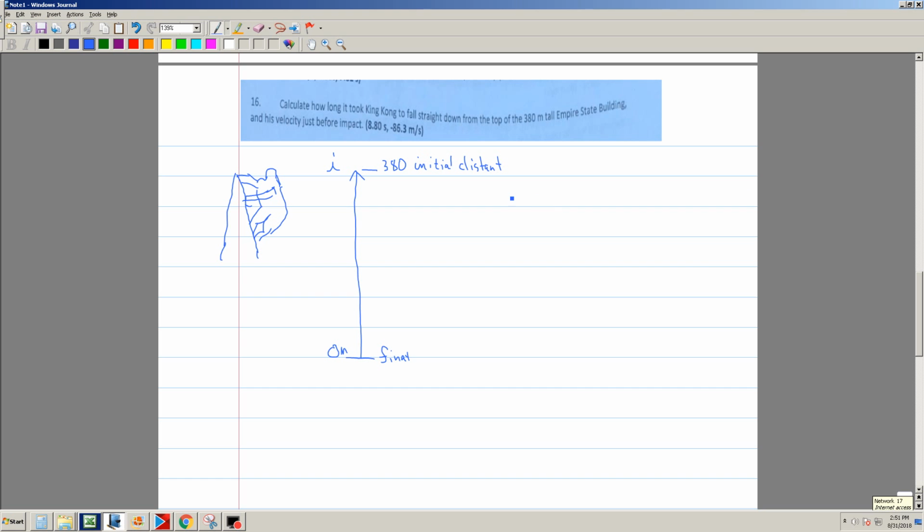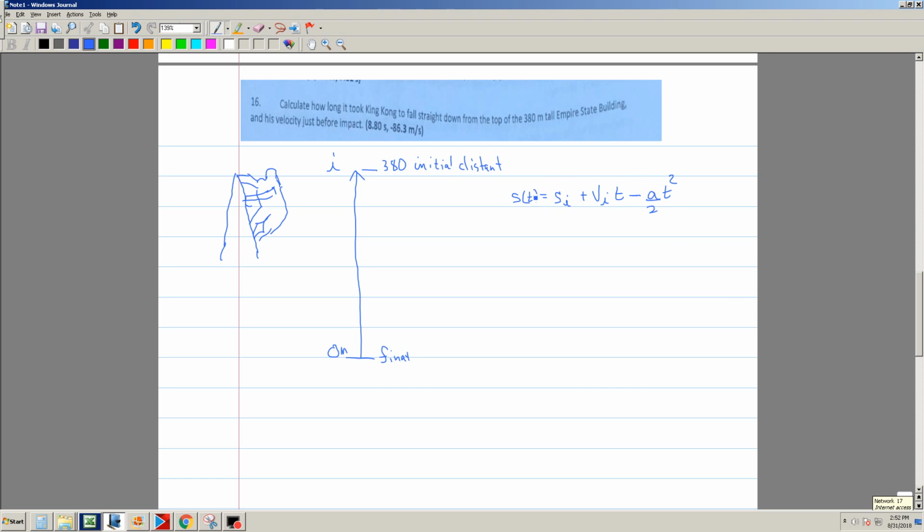Okay, so you can use S as a position. And they want to know how long it took, so they want to solve for S. So here is the S initial plus the velocity initial times t minus one half the acceleration times t squared.